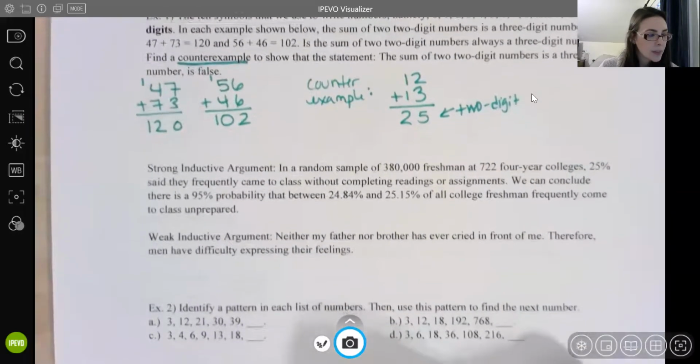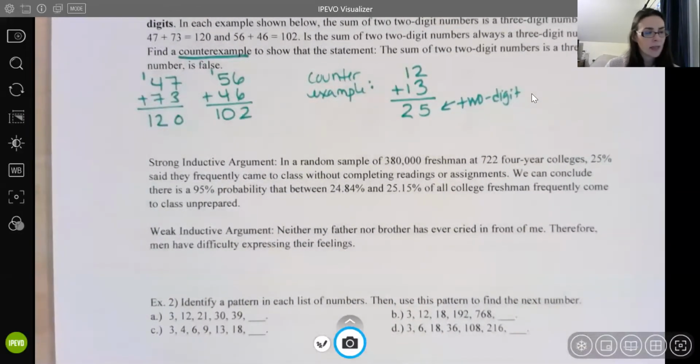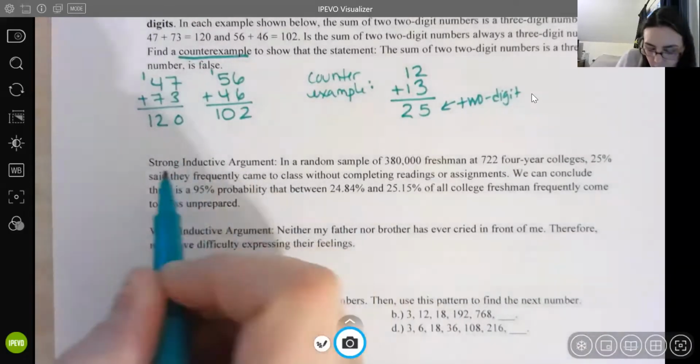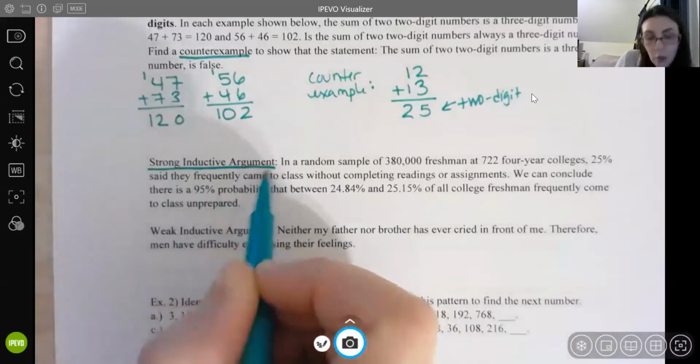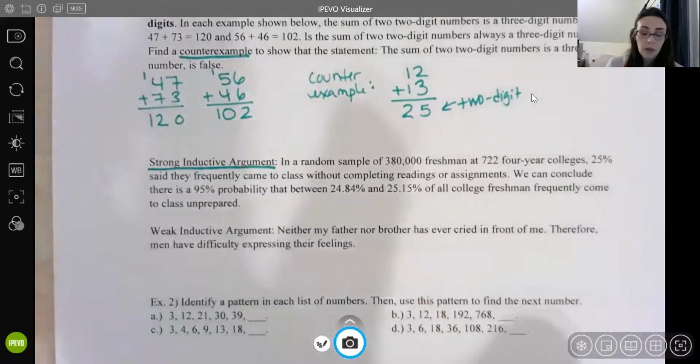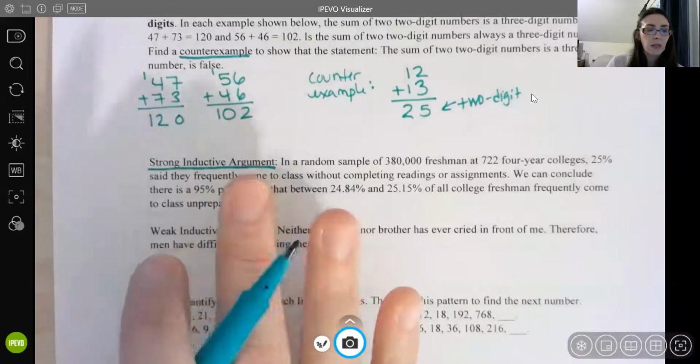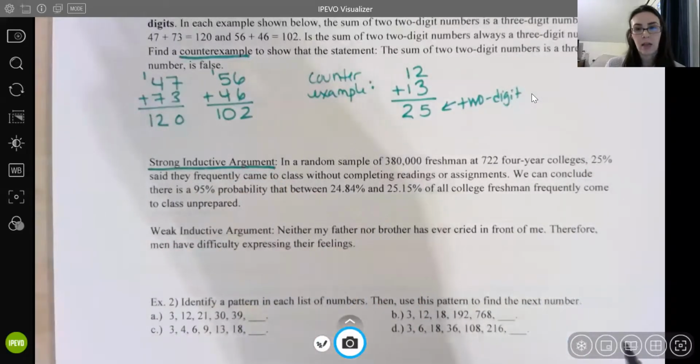So let's look at examples of strong inductive arguments and then a weak inductive argument. So here's an example of a strong inductive argument. Although we can't 100% prove it just based off of induction or inductive reasoning, we can feel pretty confident in our educated guess, right? So it's a strong argument.